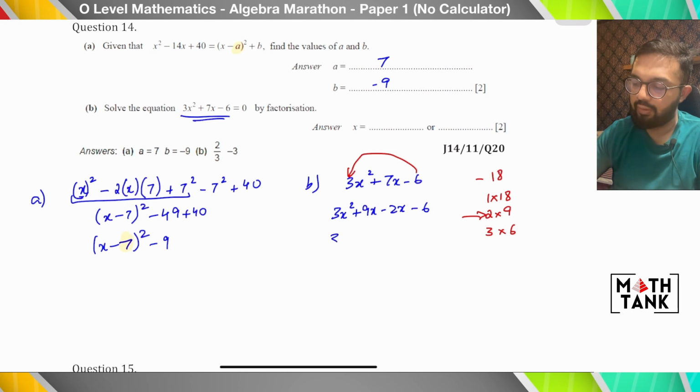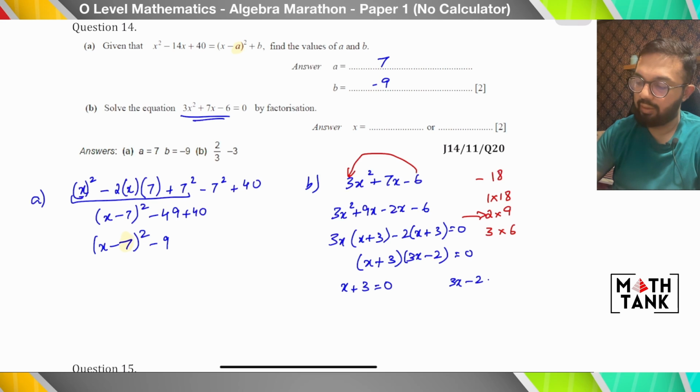What is common in the first two terms? 3x. So I'm left with x plus 3. Then minus 2 common, and I'm left with again x plus 3. I get x plus 3 and 3x minus 2. So either x plus 3 equals 0, or 3x minus 2 equals 0. x equals minus 3, or 3x equals 2, and x equals 2 over 3.